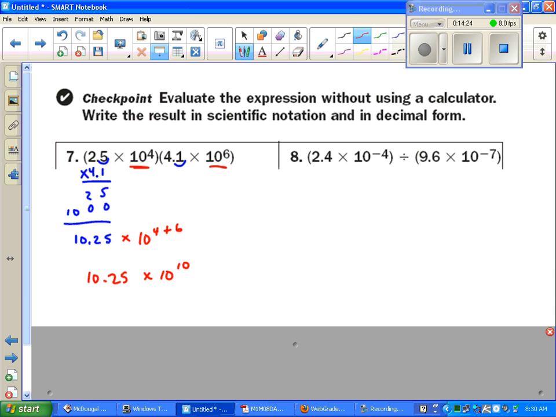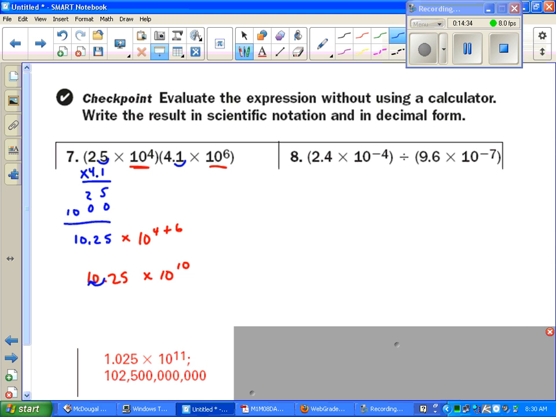number. It's greater than 10. So you want to move that decimal one more time over. Move it over one more time, and you get the number 1.025 times 10. Notice we moved it to the left, so the number 10 to the 10th power became larger, became 10 to the 11th power. So in scientific notation, 1.025 times 10 to the 11th, or 102,500,000,000 when you move it 11 times.